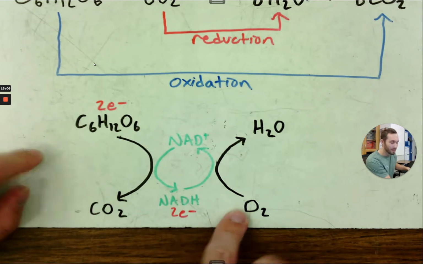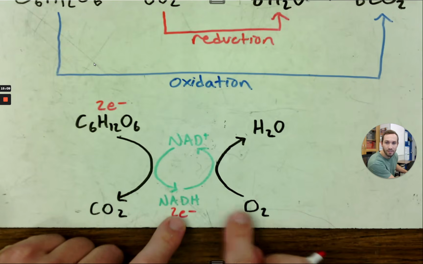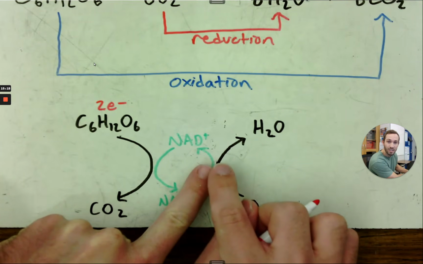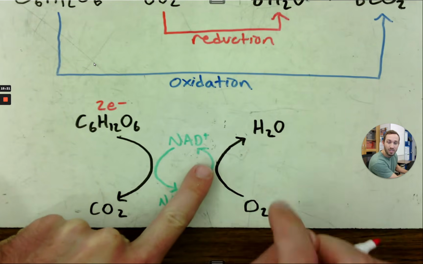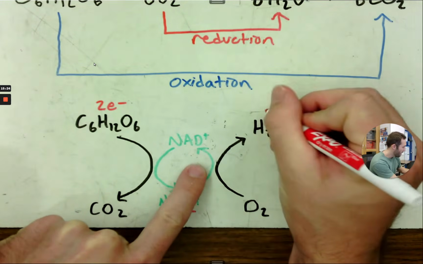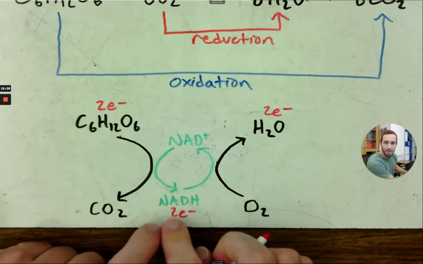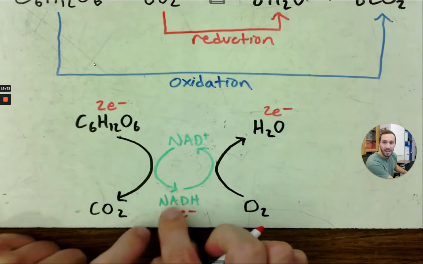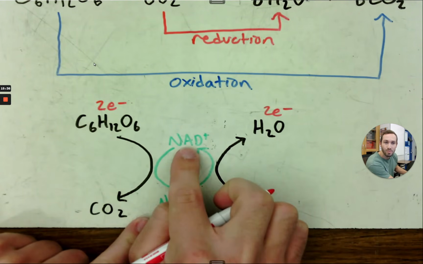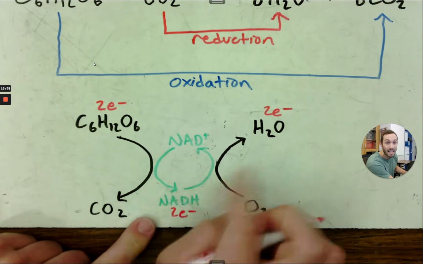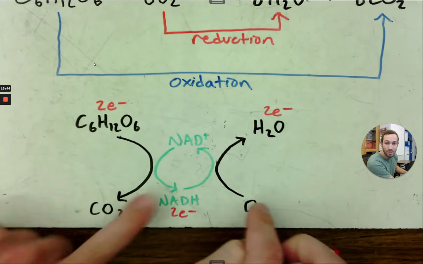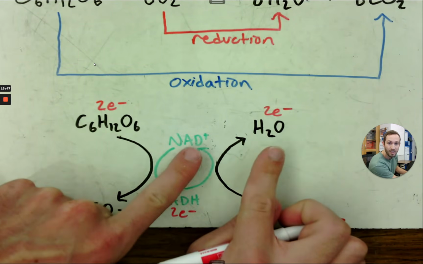If you follow these arrows here, those high energy electrons that NADH is holding onto, he's going to give them to oxygen. Eventually, they're going to end up with oxygen, and oxygen is then going to become water once it receives those high energy electrons. And then NADH, when he gets rid of those electrons, goes back to being NAD+. Then the cycle continues: he goes back and steals more electrons, becomes NADH, flies away, and brings them to oxygen. Oxygen takes those electrons, becomes water, and NAD+ goes back to being NADH.